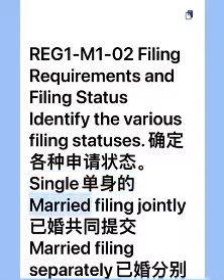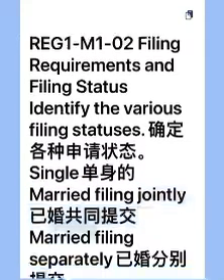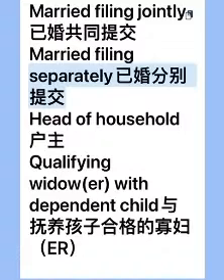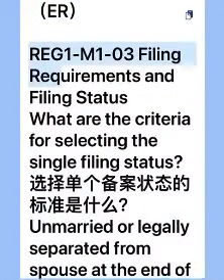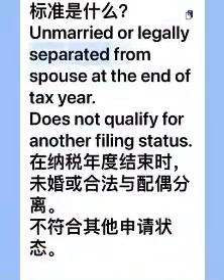Single. Married filing jointly. Married filing separately. Head of household. Qualifying widow with dependent child. Reg 1M1-03. Filing requirements and filing status. What are the criteria for selecting the single filing status? Unmarried or legally separated from spouse at the end of tax year. Does not qualify for another filing status.